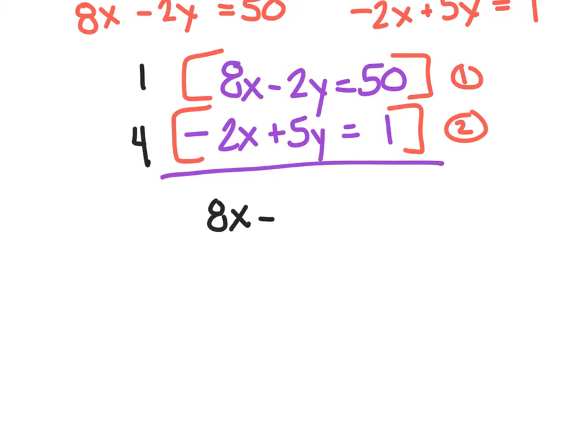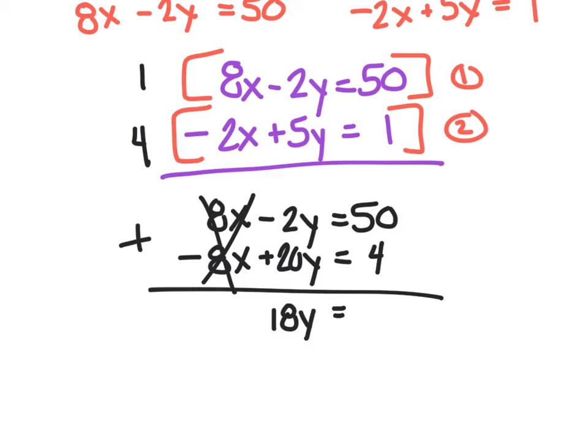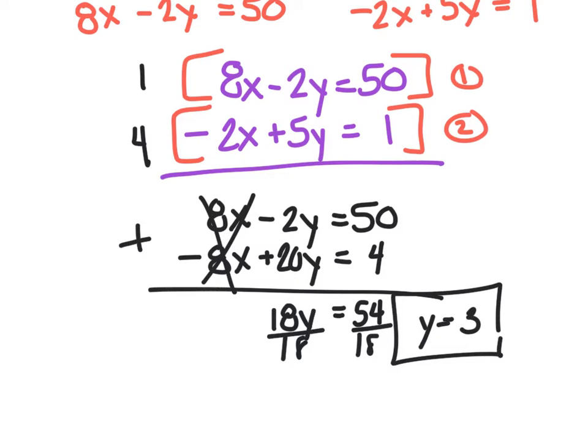So 8x minus 2y equals 50. I'm going to multiply this row by 4, so negative 8x plus 20y equals 4. And I'm going to add those together. That gets eliminated. So I've got 18y equals 54. Divide out my 18, and y equals 3. Now you're not done until you go get every unknown. First I have y equals 3, so now I have to go get x.